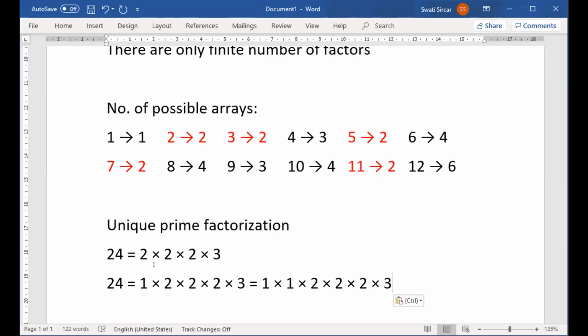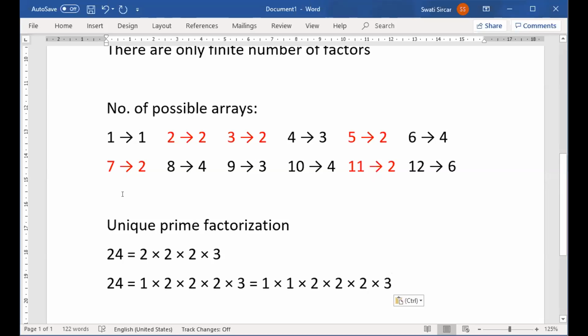This is for you, not for the children. Not for all children, so to speak. Once they get into prime factorization, etc., then you can talk about that, not before that. So to start with, this thing of exactly 2 possible arrays works out very nicely.